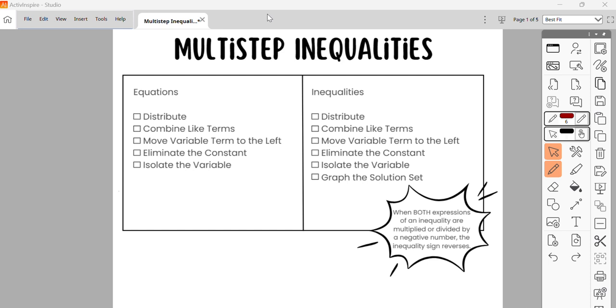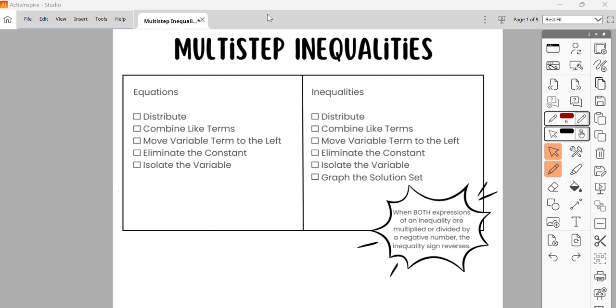The next step with multi-step inequalities is to graph the solution set. With an equation, you come up with a solution that we then check, but with an inequality, we're going to come up with a solution set, and we're going to show you how to graph it.